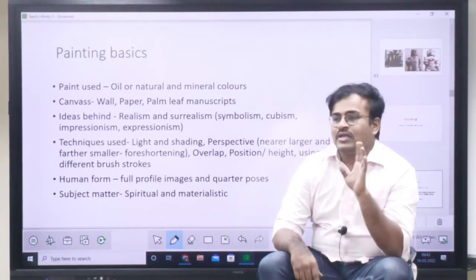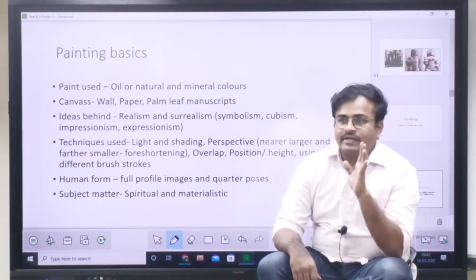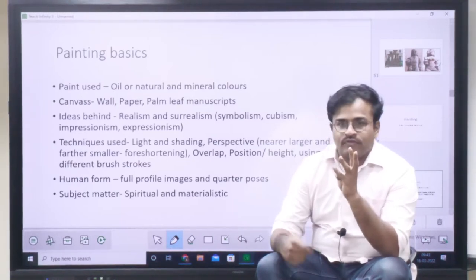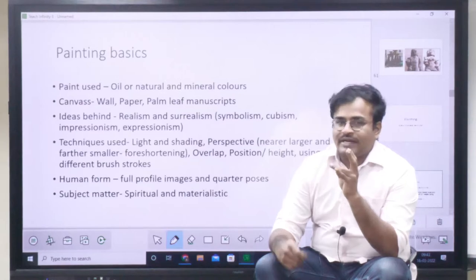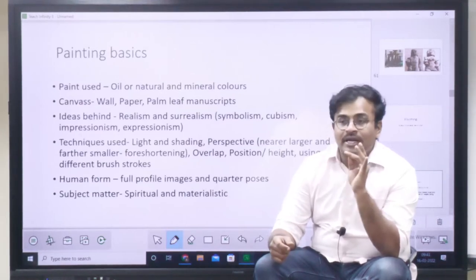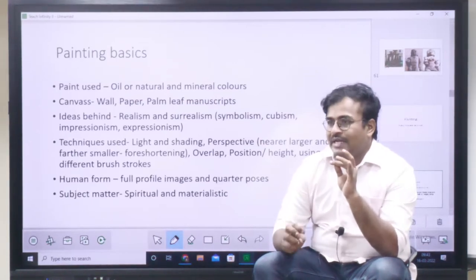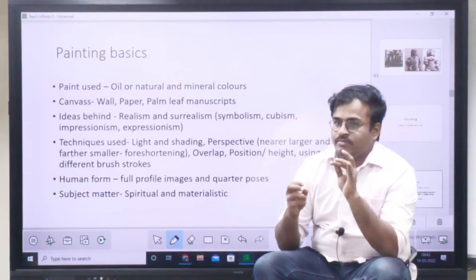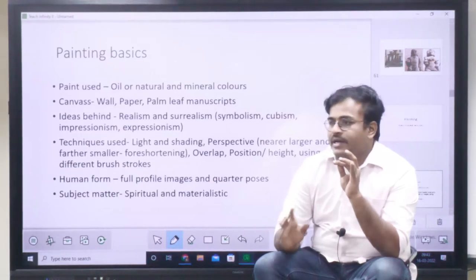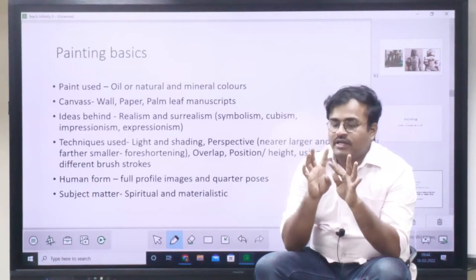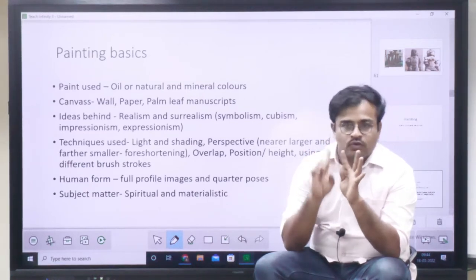Then the second thing is the paints. Paints can be of three kinds. One is watercolor paints, which get mixed up in water. The second one is oil paints, which mix in oil. And the third is mineral colors, which are naturally available. Naturally available minerals have some distinct color to them, and these mineral colors are used on multiple occasions in India.